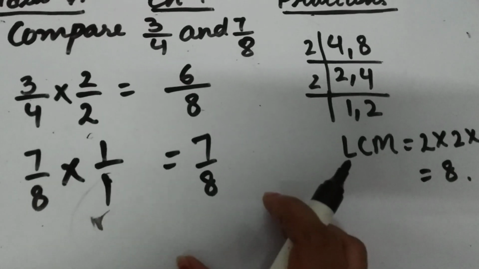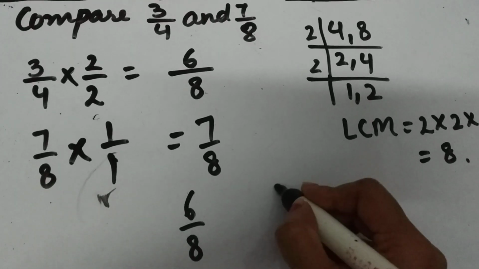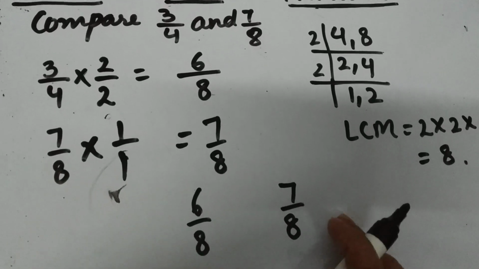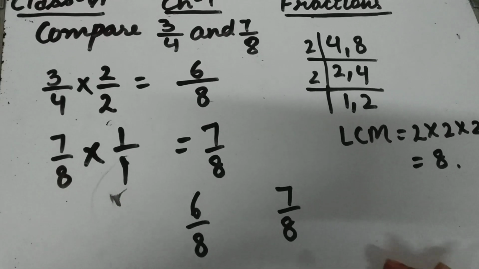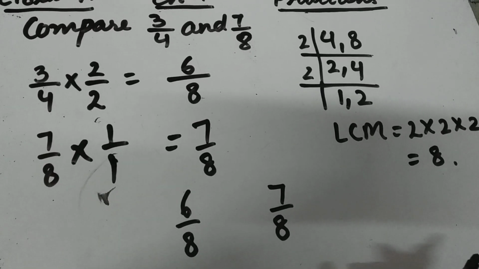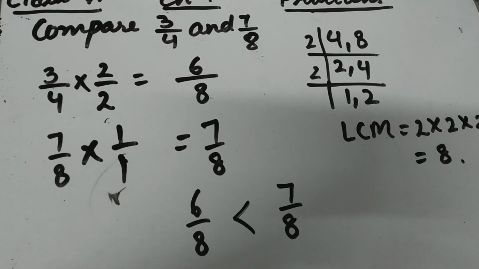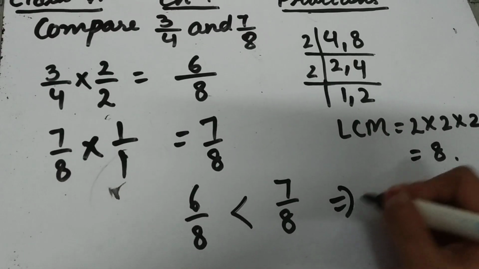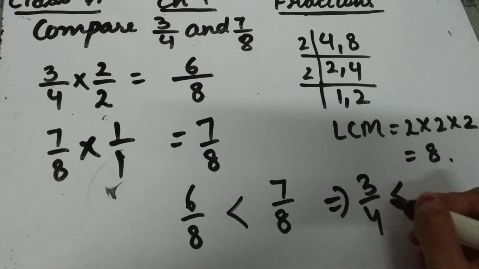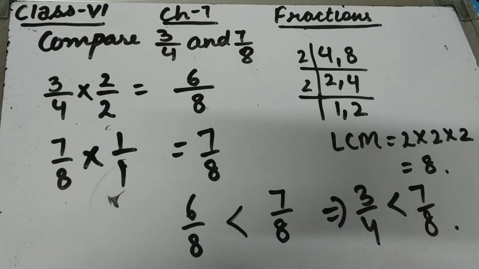Now it's very easy to compare because both these fractions are like fractions now. 6 upon 8 and 7 upon 8. In like fractions, the fraction with greater numerator is greater and the smaller numerator is smaller. And here 7 upon 8 is greater than 6 upon 8. So 6 upon 8 came from 3 upon 4. So 3 upon 4 will be less than 7 upon 8. So this way we compare unlike fractions.